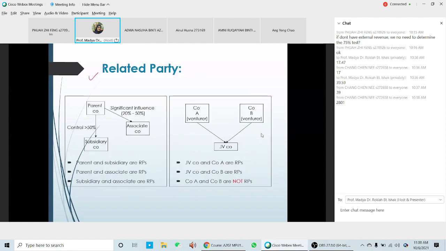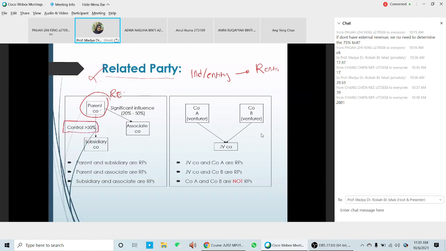This diagram is very important, so make sure that you understand this. We need to determine whether they are related parties or not. A related party here is a person, individual, or entity with a relationship with the reporting entity. In this case, your reporting entity is the parent. Now we look at the parent with a subsidiary. The parent controls the subsidiary.